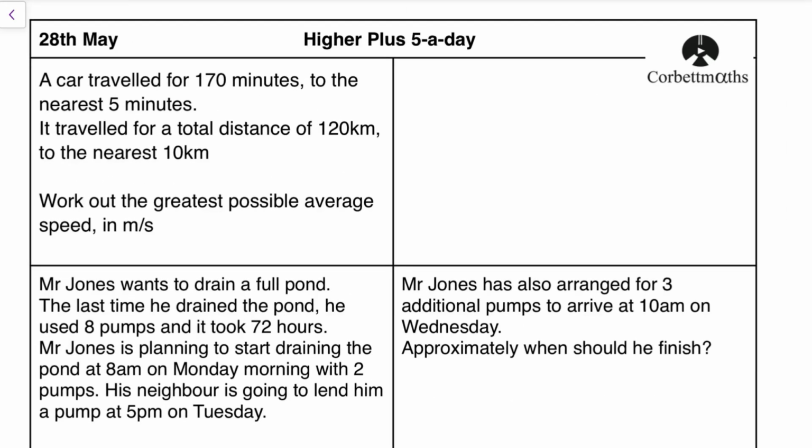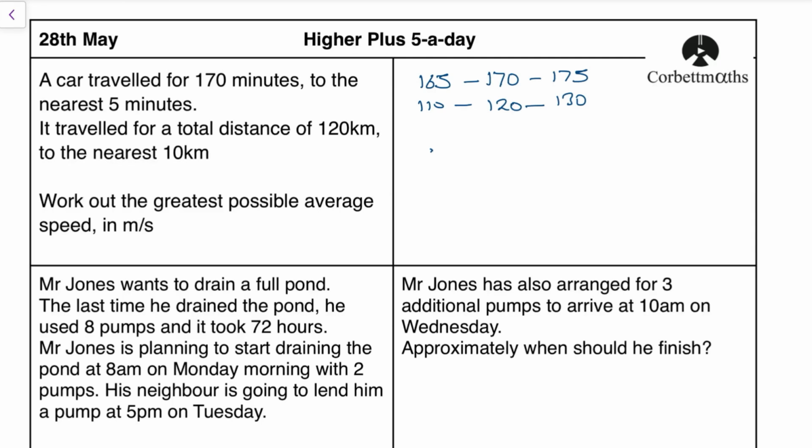Okay, a car has travelled for 170 minutes to the nearest 5. Bounds, do not like bounds. So 5 above is 175, 5 below is 165. It travelled for a total distance of 120 kilometres to the nearest 10. So 10 up is 130 and 10 below is 110. Work out the greatest possible average speed.